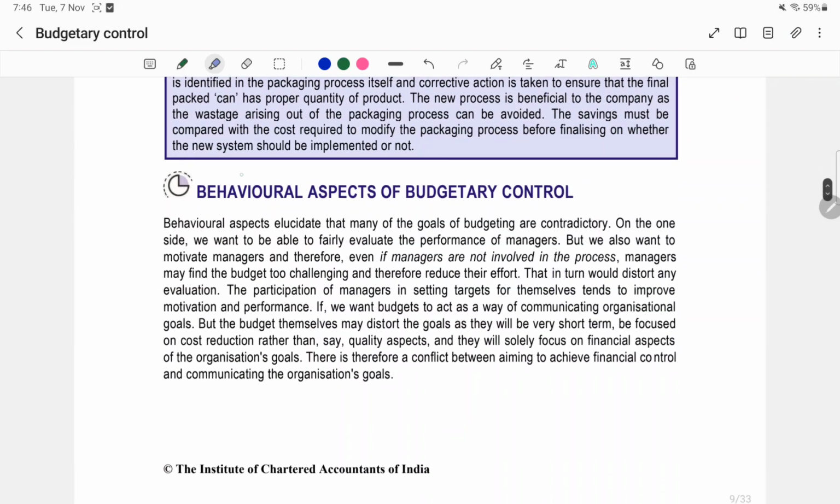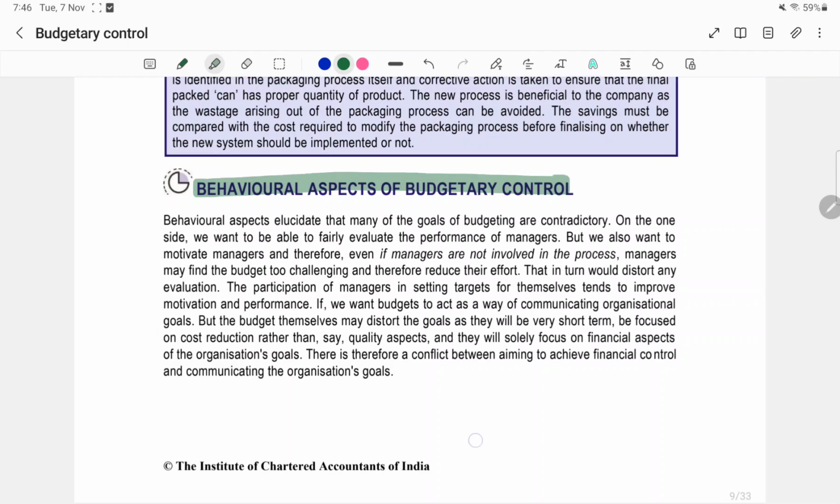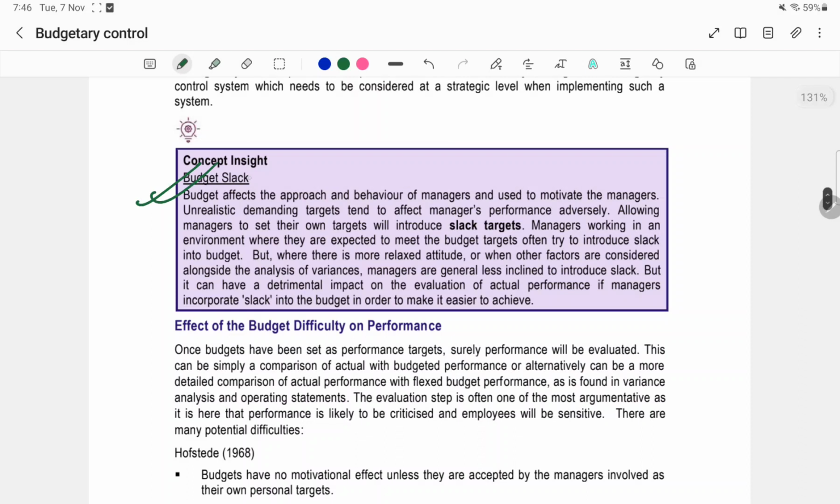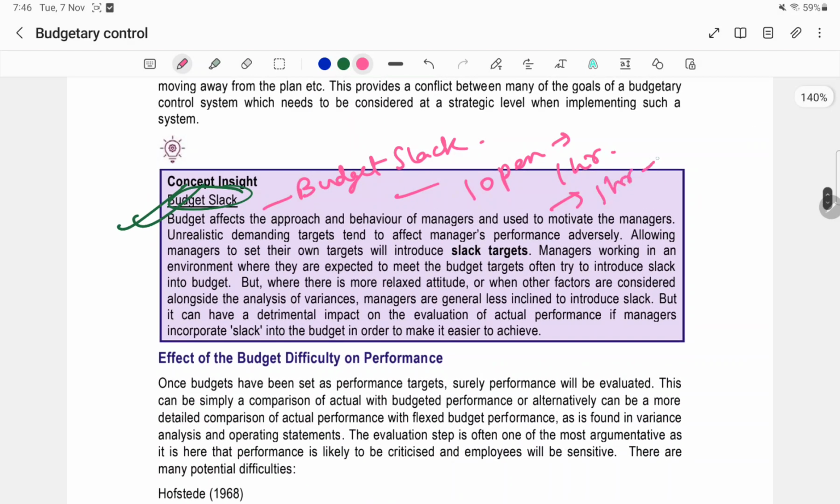So the next topic is behavioral aspects of budgetary control. See, in behavioral aspects we can see that there is chances of budget slack. So this is a concept which you need to know, that is budget slack. So what is budget slack? Suppose you can manufacture 10 pens, assume, in 1 hour, but the managers tend to incorporate budget slack, that is they will keep the budget of 1 hour for 5 pens. So this is very, very low from the target, so there is a budgetary slack which is not good for the organization.